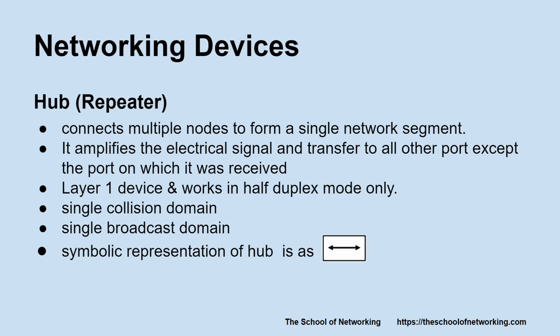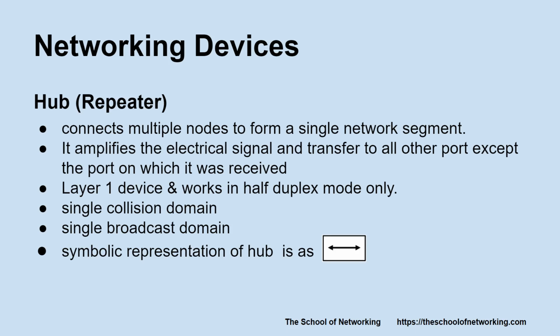A hub is also referred to as a repeater, and the purpose of a hub was to connect multiple nodes to form a single network segment. It used to amplify the electrical signals and transfer them to all the other ports except the port on which it was received. It was a layer 1 device and used to work in half duplex mode. It is a single collision domain and a single broadcast domain. The symbol was a rectangle with a single double-sided arrow. This was the symbolic representation we use for hub. Hubs, you don't find them right now because they have been replaced by newer devices.